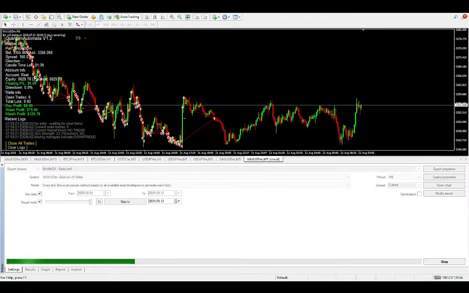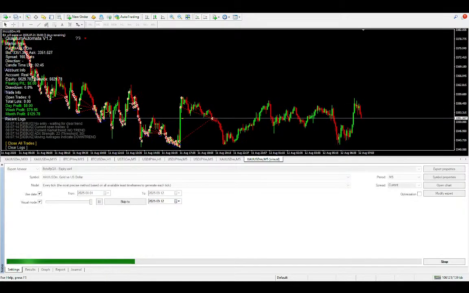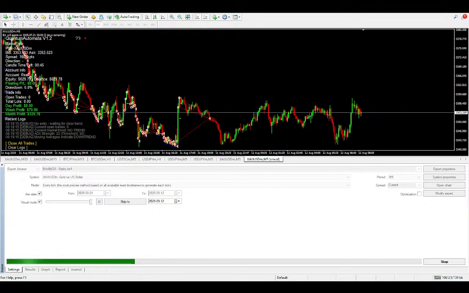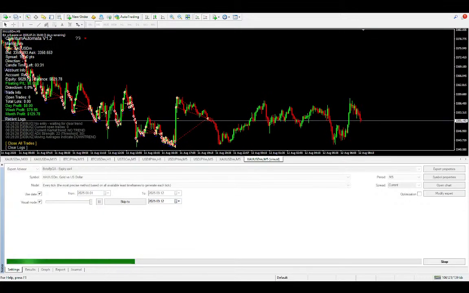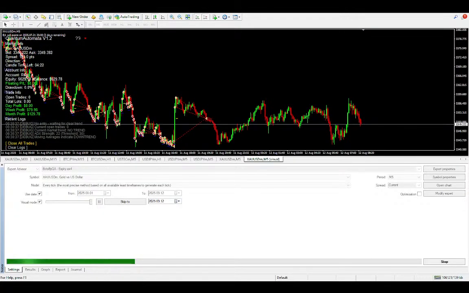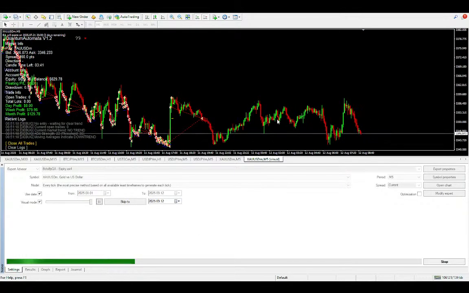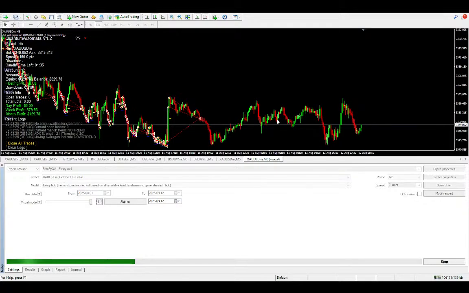Okay, so no trend. The market is ranging according to 1 hour. There is no clear trend. And let's see how far we can get. I just want to do for the month of August through to today's date, September 12th.